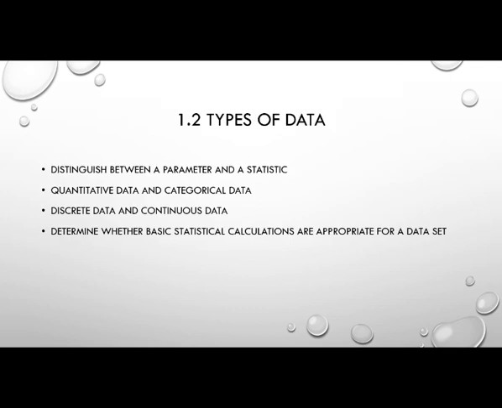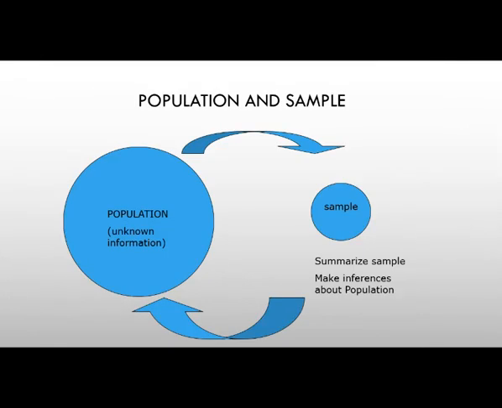So what are the different types of data? We're going to talk about a parameter and a statistic. We'll talk about quantitative data and categorical data, discrete versus continuous, and whether basic statistical calculations are appropriate for a data set. So, all right. Why do you have to take this course? Why do we do statistics at all?